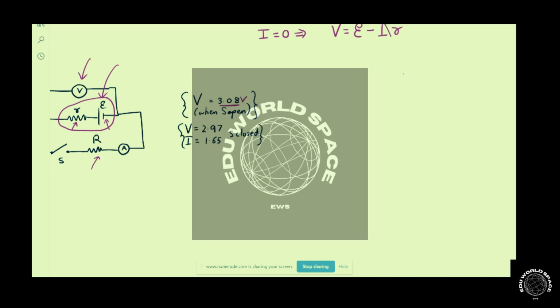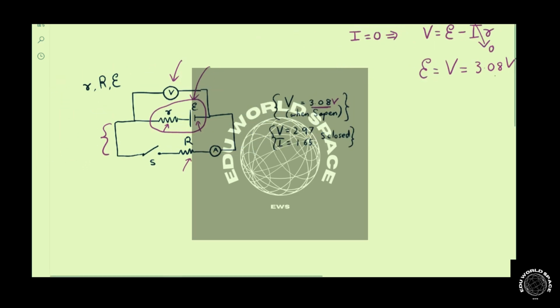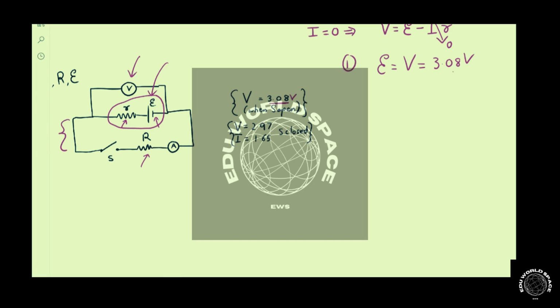Since current is zero, this term drops out. So we get our EMF is equal to V, which is just 3.08 volts. So this is the first part of the question. So this is number one.